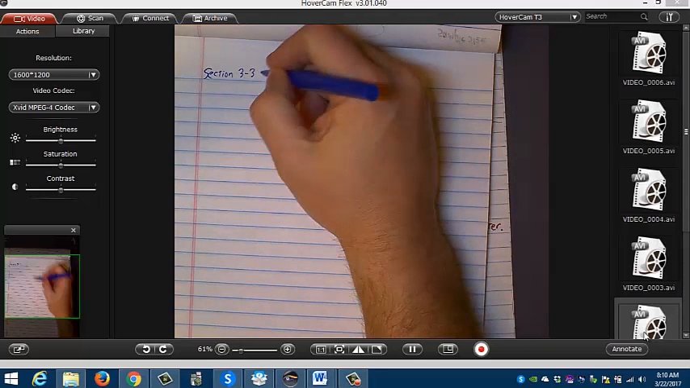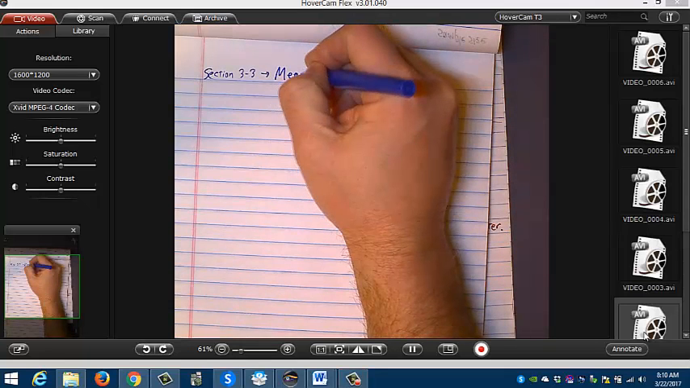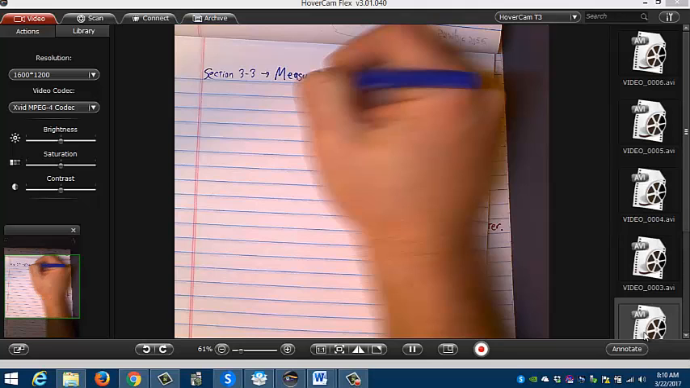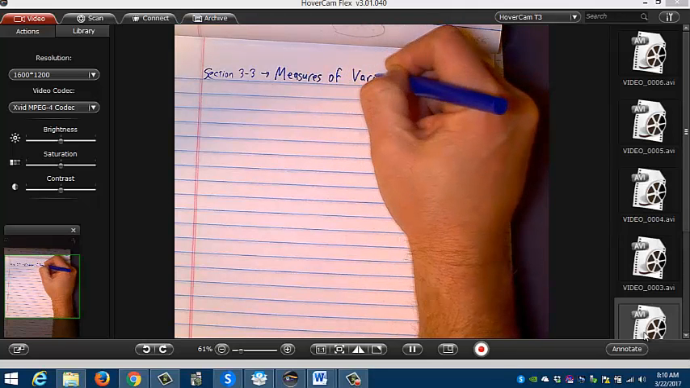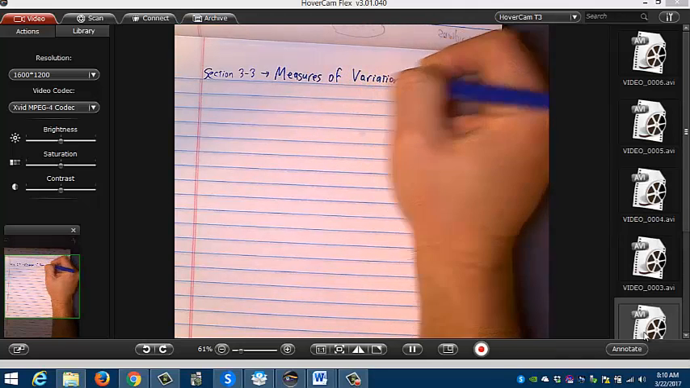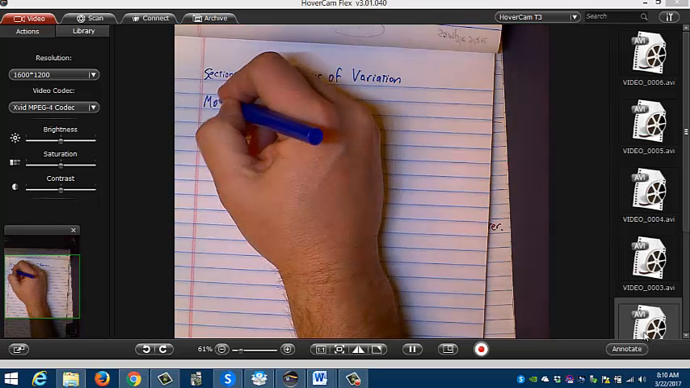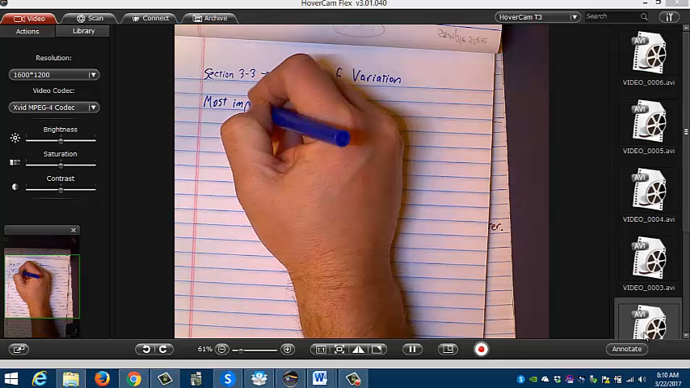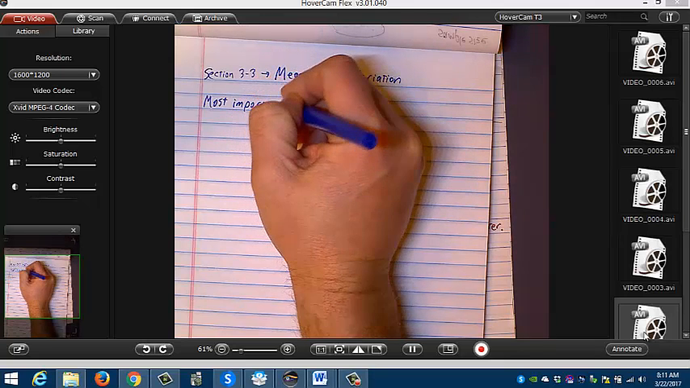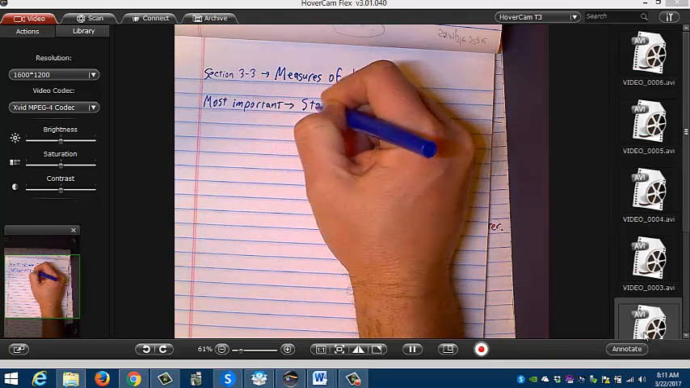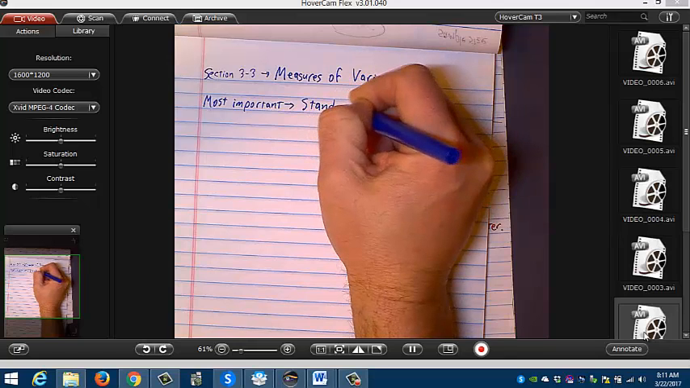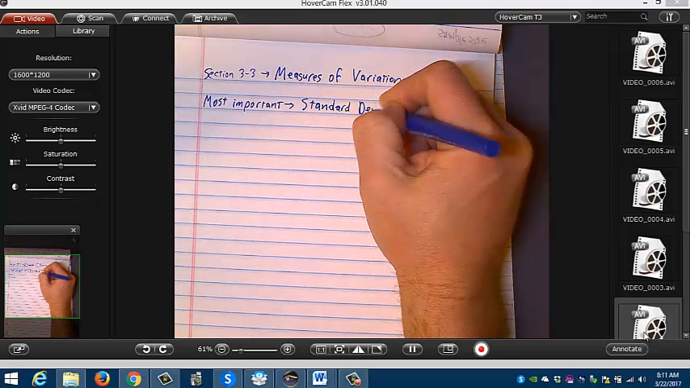We're going to study measures of variation. Okay? The most important one that we're going to use is called the standard deviation.